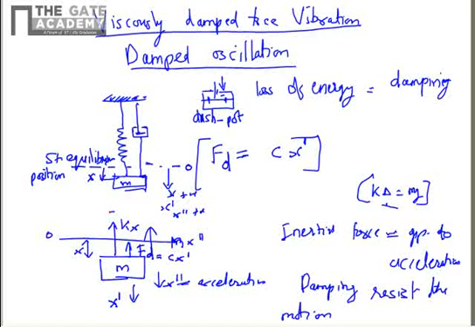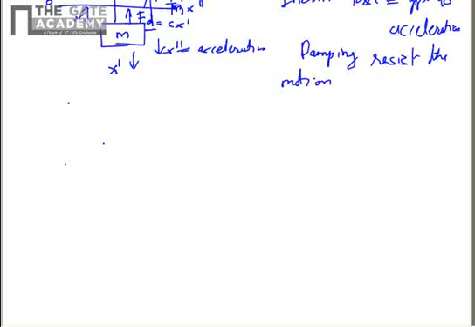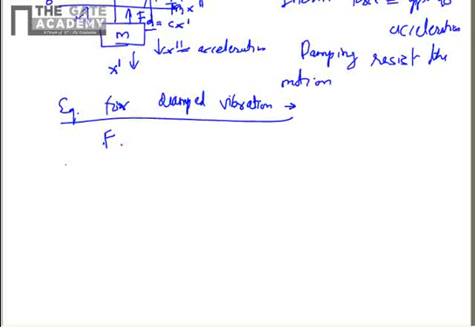So if you see in the mass m, three forces are acting: Kx, that is the spring force Fs; then the inertial force mx double dash, acting towards the top; and Fd, the damping force. The summation of these three forces should be equal to 0. So from that we'll get our equation for damped vibration as Fs plus Fd plus Fi is equal to 0.